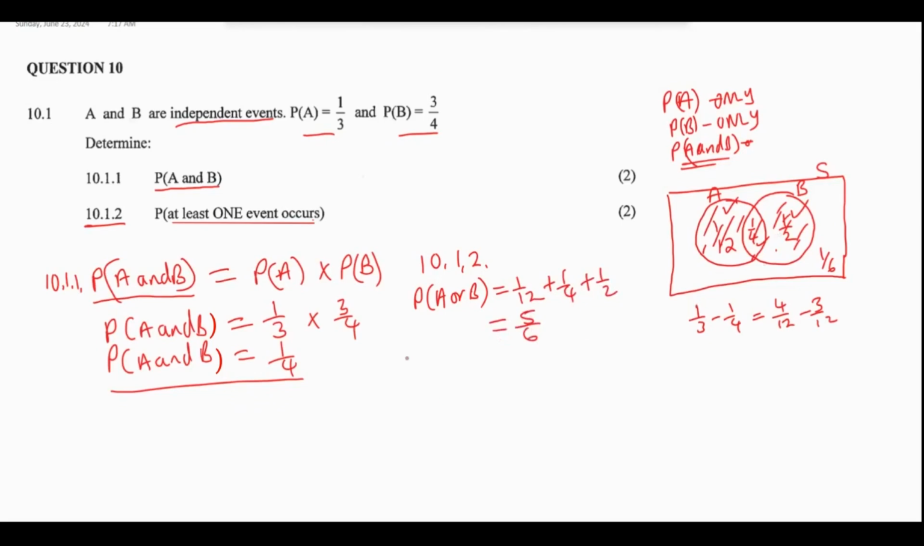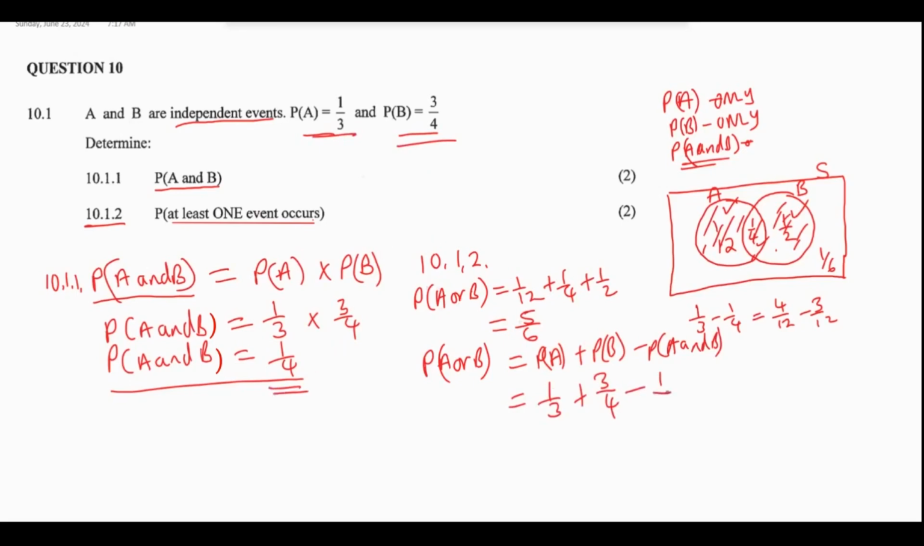Right? The other thing you can do is to use the addition rule. Remember, probability of A or B is equal to probability of A plus probability of B minus probability of A and B. Okay, so it's going to be 1 over 3, probability of A, plus probability of B, 3 over 4, minus probability of A and B, we got it here, it's 1 over 4. And then what do you get? You get your 5 over 6.